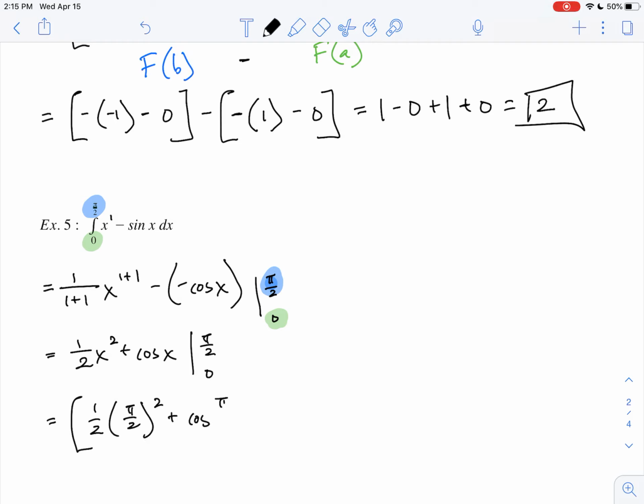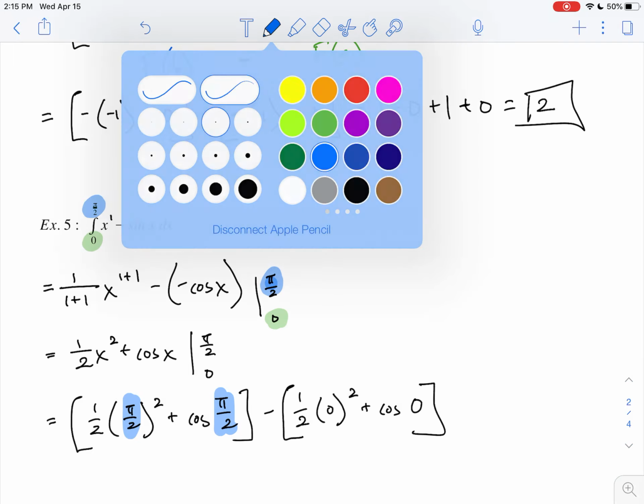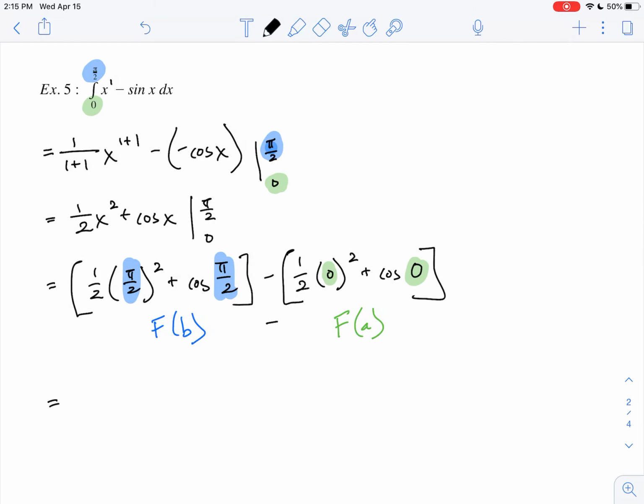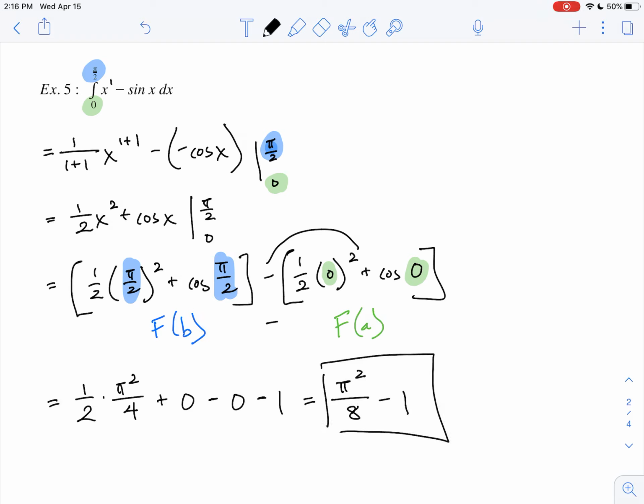We plug in pi over 2, we're going to plug in 0. So I will get 1 half pi over 2 squared plus cosine pi over 2 minus 1 half 0 squared plus cosine of 0. And again, the pi over 2 gives me my f of b. And this 0 part gives me f of a. And I subtract them to fulfill that fundamental theorem of calculus part 2. And now it's time to clean this up. So 1 half times pi squared over 4 plus cosine of pi over 2 is 0, minus 0, minus cosine of 0 is 1, because I have to distribute that minus, which gives me pi squared over 8 minus 1, and that represents the area between that curve and the x-axis.